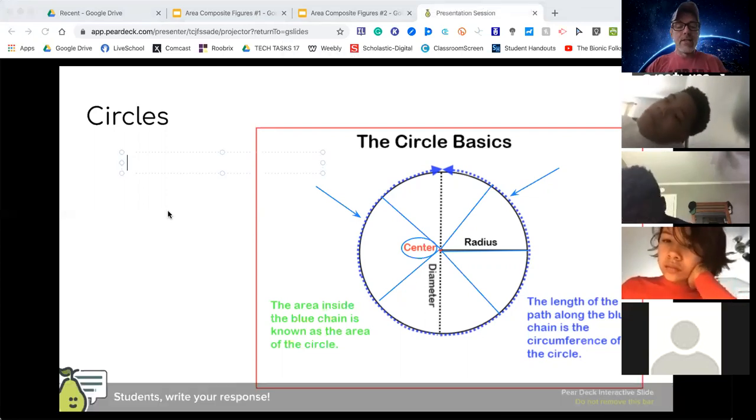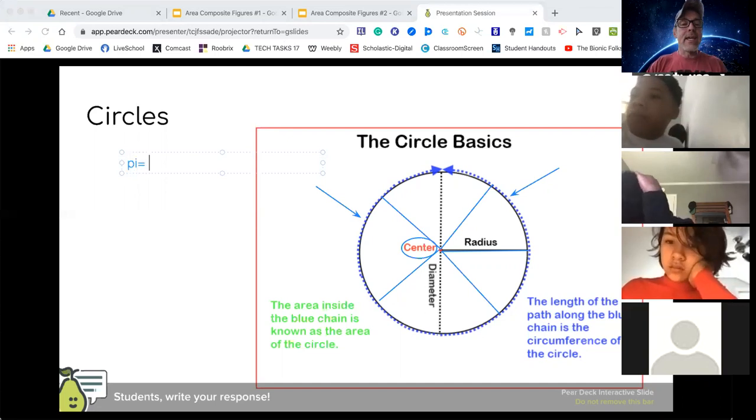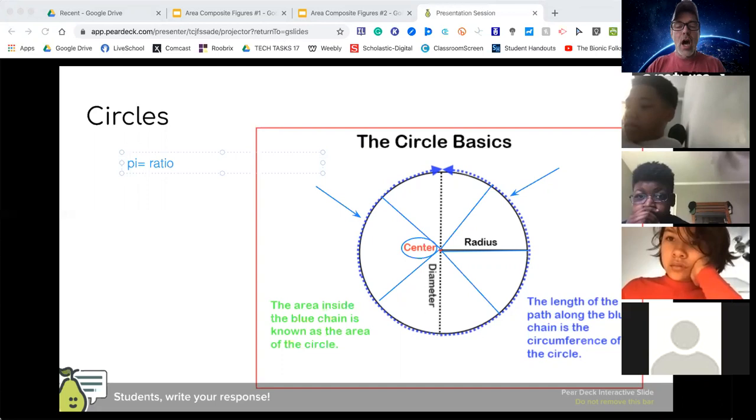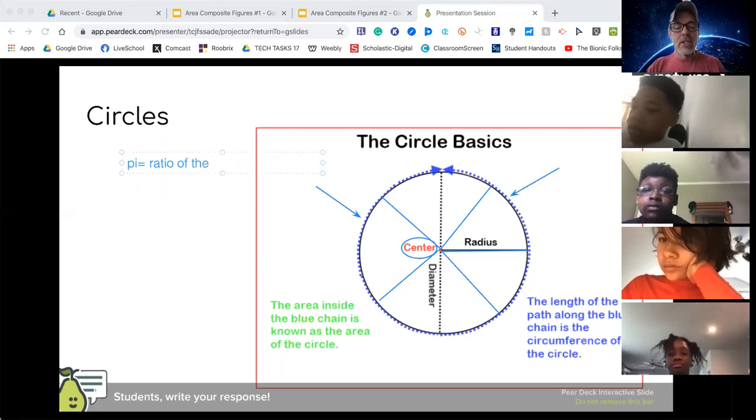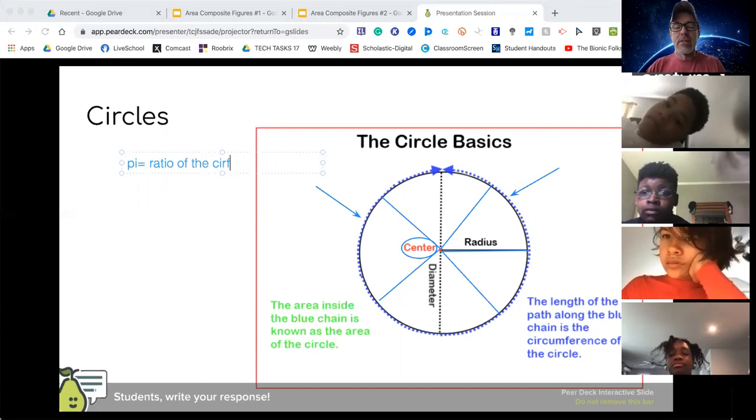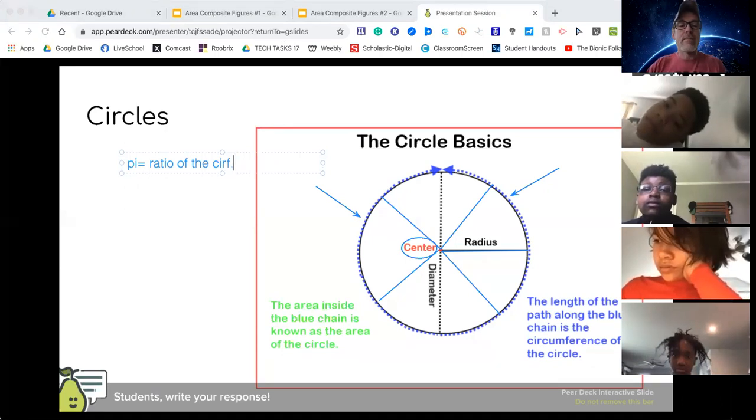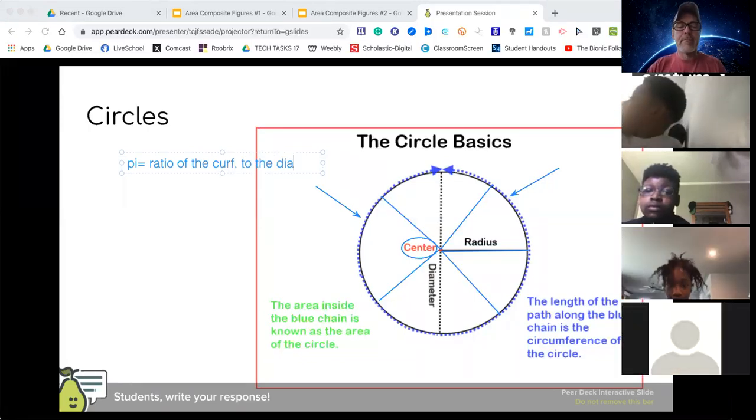All right. So pi is a relationship. It is a ratio of the diameter to the, it's a relationship of the circumference to the diameter. All right.